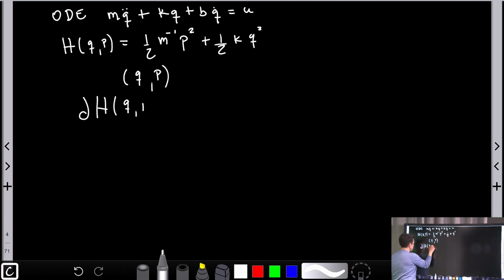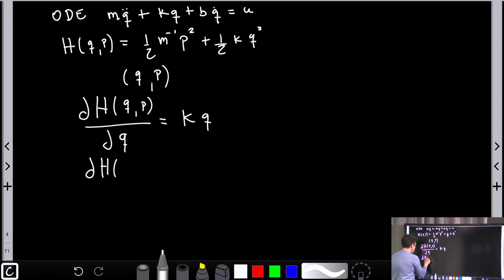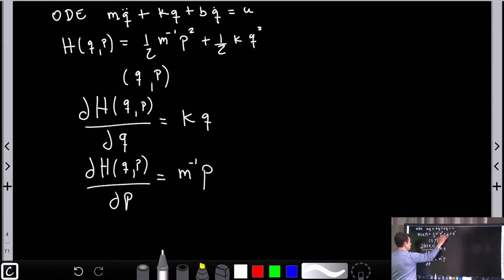with respect to the displacement, for instance. Well, if we apply that, it's simply k multiplied by q. What happens when we do exactly the same with q, p with respect to the generalized momenta? Well, that's going to be just m to the minus 1 times p. It's just a single partial derivative of the Hamiltonian function we have there.